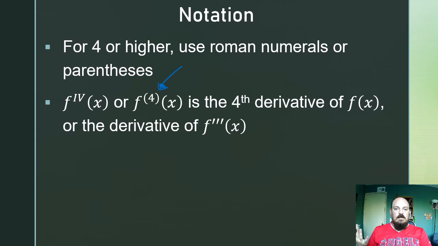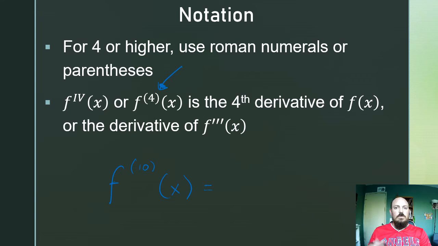So, like I've been using the 10th derivative, although I probably wouldn't ask you to find that. The 10th derivative would be this, basically: f, number 10 in parentheses, of x. That would be basically asking you to take the derivative 10 different times and tell me what the answer finally is after all of that.